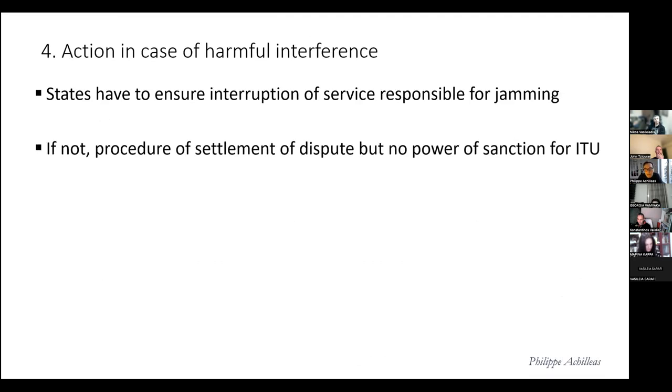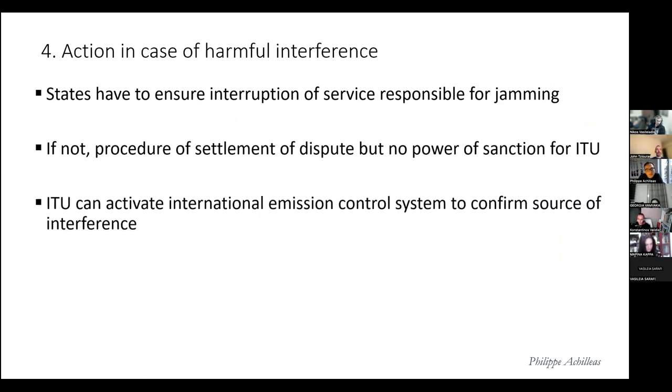Sometimes, even with respect for the procedure, you have harmful interferences. You may even have voluntary harmful interferences. We have some disputes in which countries try to block the reception of foreign programs on their territory by jamming the satellites. So in case of harmful interferences, states have to ensure the interruption of the services responsible for jamming. If not, there is a procedure for settlement of disputes at the ITU, but the ITU has no power of sanction.